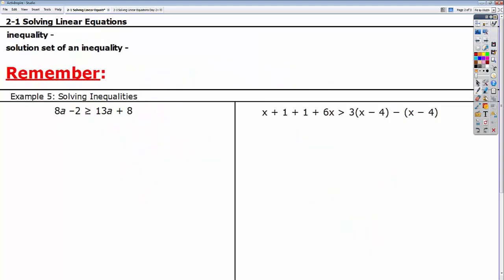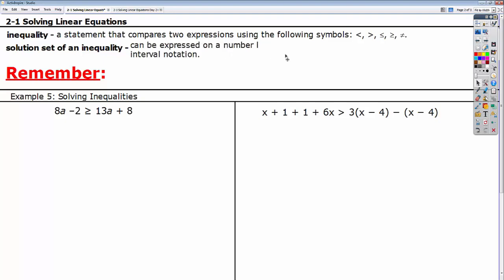Alright, next thing we're going to do are inequalities. An inequality is a statement that compares two expressions using the following symbols. You should be familiar with at least the first four. You've got your less than, greater than, less than or equal to, greater than or equal to, and then the last one is your not equal to, which we don't use all that often, but you will see it every now and then. The solution set of an inequality can be expressed on a number line, as an inequality statement, or in interval notation. We're going to do all three.